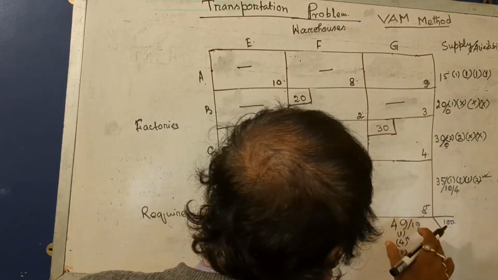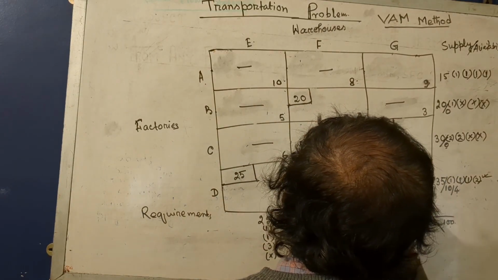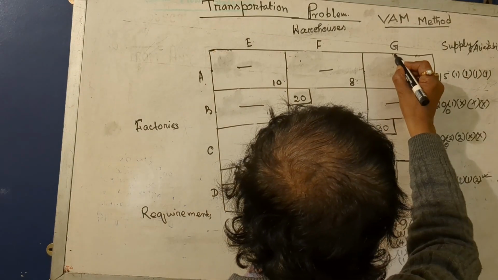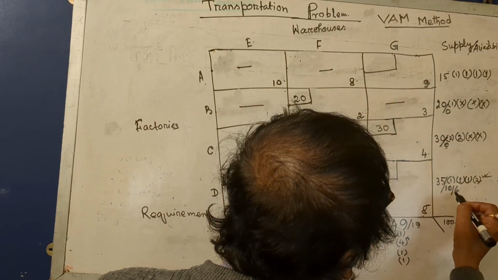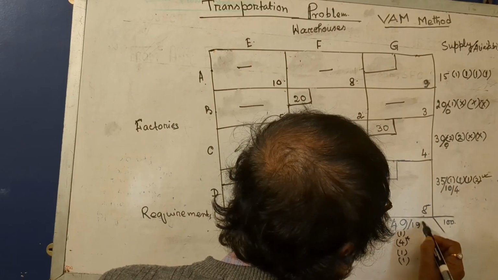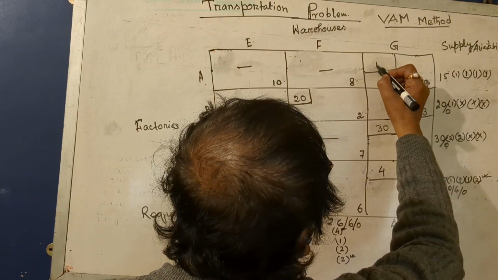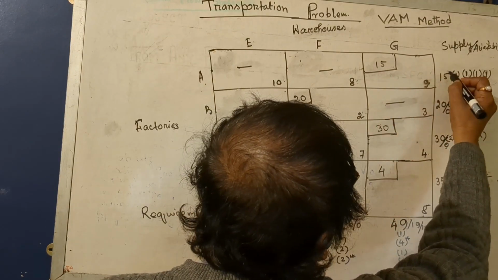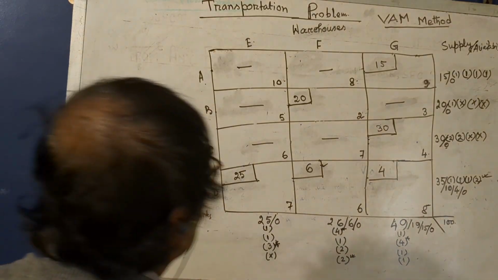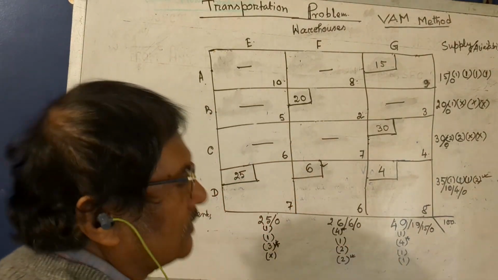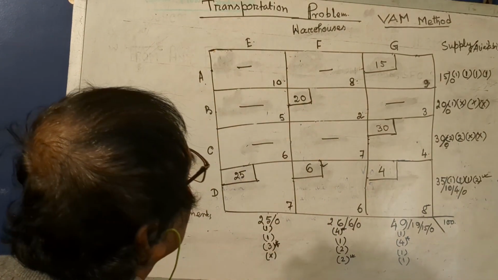So only one column remains. It is definite that you have to put here, as some element remains, and here is also. How much can you allocate? You can allocate 4, the balance. That means 15 is left, and this is 0, and you have to allocate 15. This is 15. So finally all units have been allocated. In this way you can find out the initial feasible solution or basic feasible solution.